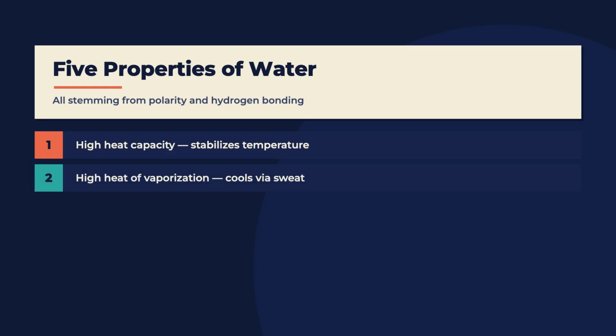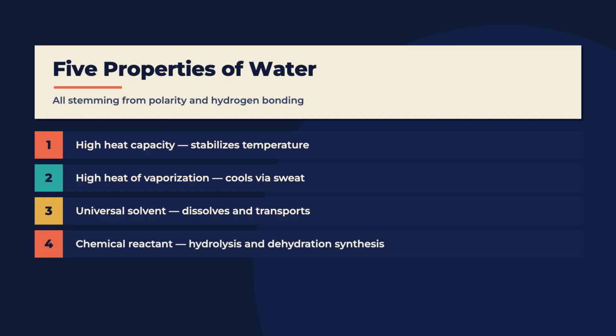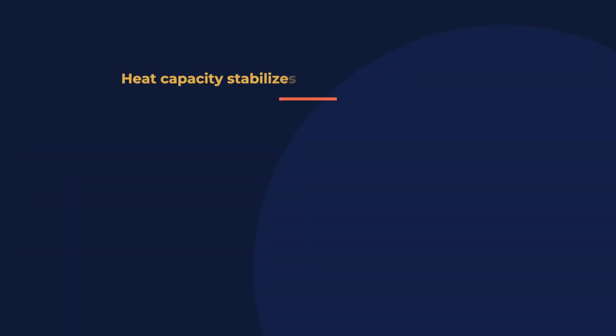High heat capacity stabilizes temperature. High heat of vaporization cools the body through sweat. Water acts as a universal solvent for dissolving and transporting substances, as a chemical reactant in hydrolysis and dehydration synthesis, and as a cushion that resists compression.